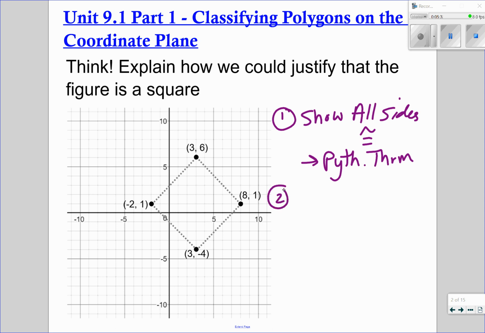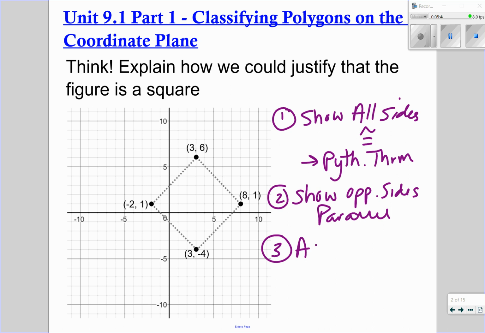Another method would be to show opposite sides are parallel. And we just reviewed how to show parallel sides by using their slopes. And we could even go farther, and we could show that adjacent sides are perpendicular to each other by showing that they have opposite reciprocal slopes. So don't forget, we can always draw a triangle on our graph, and if we can count the distance here from, let's say, 3 to 8, that would be a total distance of 5, or we could count our spaces.